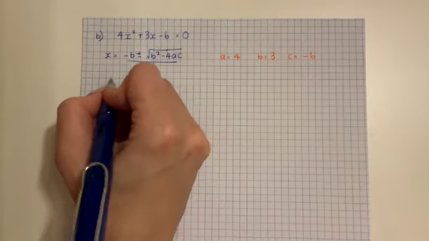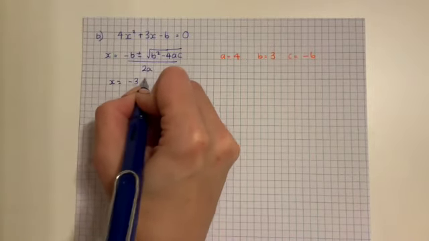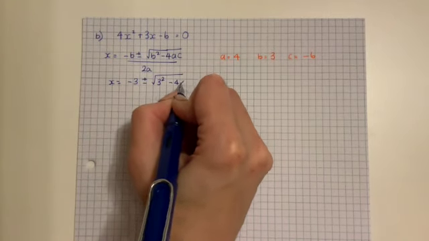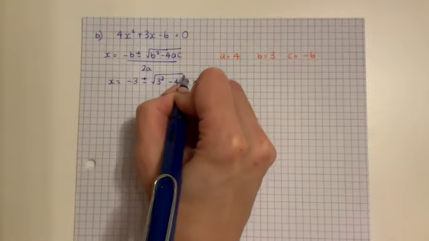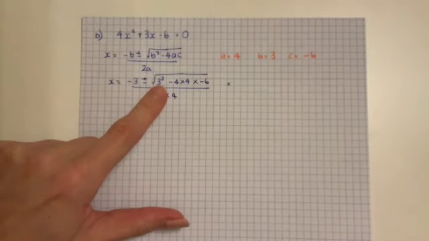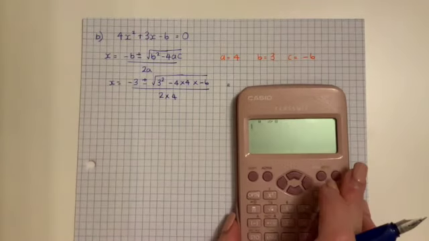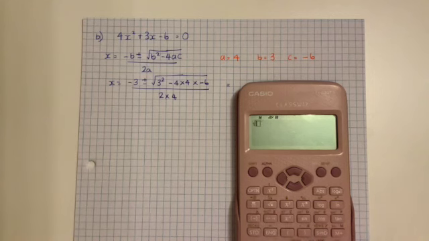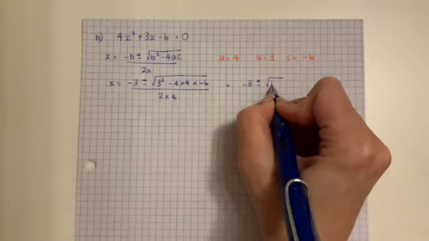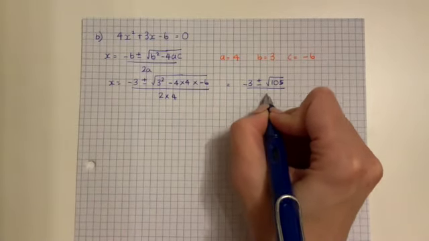Okay, so let's substitute in what we know. So -3 plus or minus the square root of 3 squared, take away 4 times 4 times -6. All divided by 2 times 4. Okay, so let's put the square root part into my calculator. So I've got the square root of 3 squared, take away, I'm going to put it in brackets again, 4 times 4 times -6. So I get the square root of 105. -3 plus or minus the square root of 105, all divided by 8.